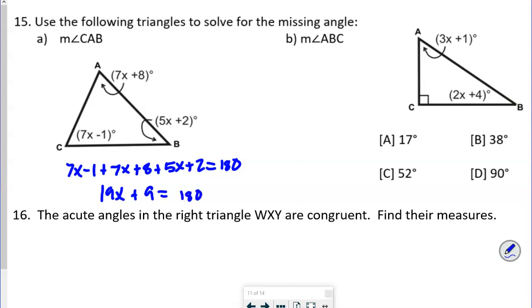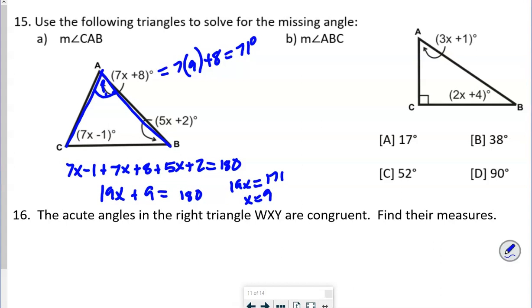So that's going to be 19x. When I subtract 9 from both sides, 171. So x here is equal to 9. So then I'm going to plug that 9 back in, and we're going to solve for angle CAB. So CAB is this angle up here. That's the one we're talking about. That's our question mark. So we're going to do 7 times 9 plus 8. 7 times 9 plus 8 is equal to 71 degrees. So that was the angle that we were trying to find. That's equal to 71 degrees, okay?